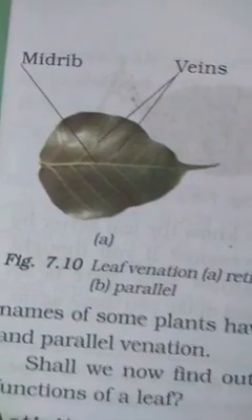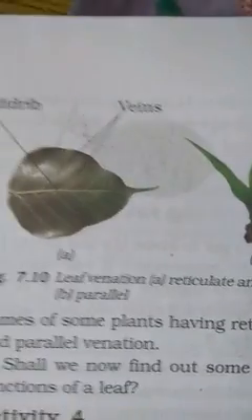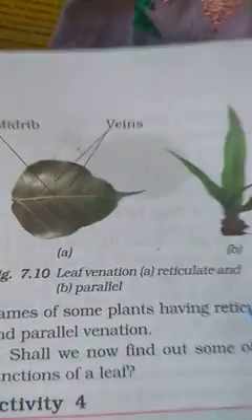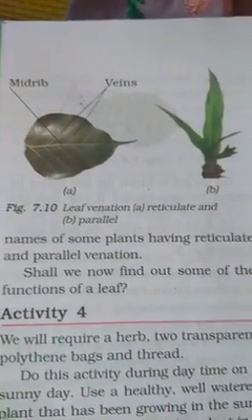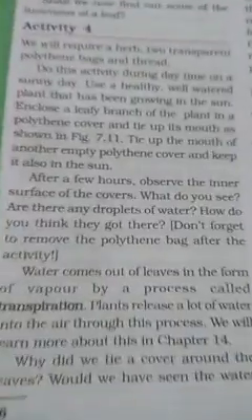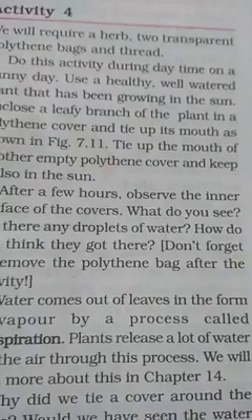So what are the types of venation? There are two kinds. Reticulate. This is reticulate type, where there is a network of veins, and parallel venation. What is the function of the leaf? What are the functions of leaves? So here is an activity to view the functions.